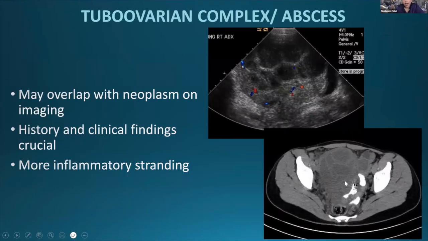Now, I will say that you have to remember that there's a considerable overlap between tubo-ovarian abscess in the setting of PID and cystic ovarian neoplasms on imaging. You might see more inflammatory stranding with PID and TOAs, but really sometimes the imaging is indistinguishable. So history and clinical findings are really crucial. If the patient has symptoms of fever, vaginal discharge, and pain, you're going to more likely suggest TOA, but irrespective, you want to make sure that the patient gets follow-up imaging after institution of appropriate therapy to make sure that the adnexal findings resolve.